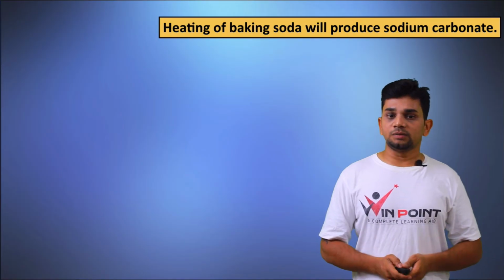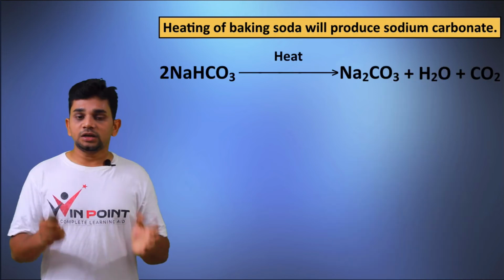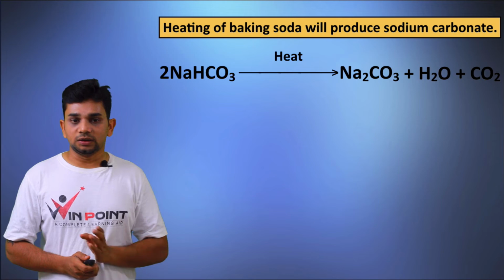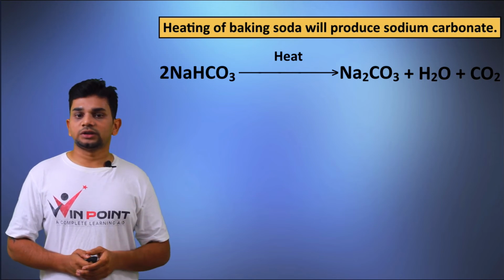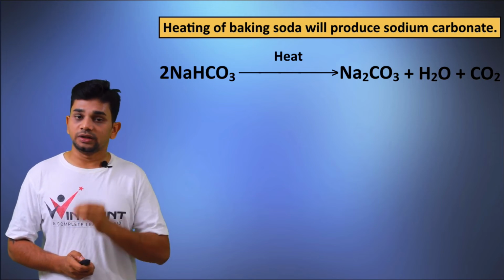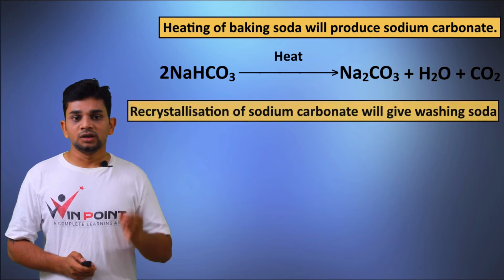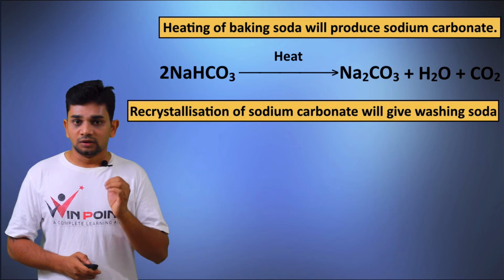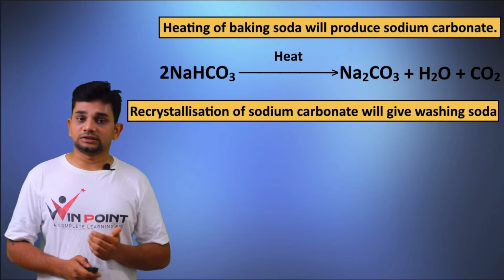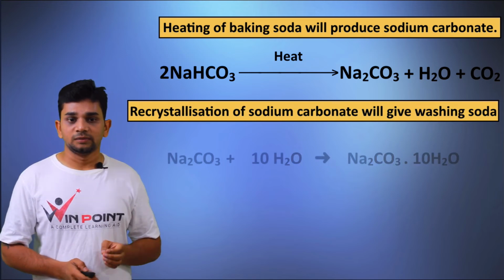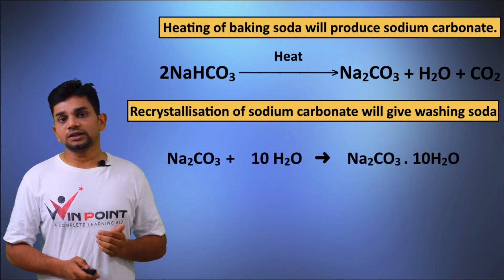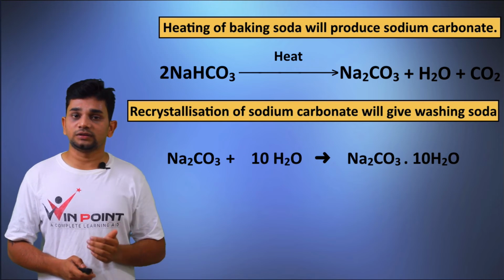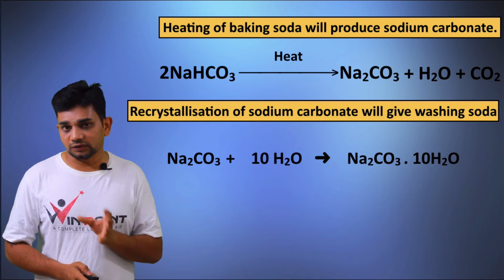Heating of baking soda will produce sodium carbonate. 2NaHCO3 gives Na2CO3 plus H2O plus CO2 in the presence of heat. Recrystallization of sodium carbonate will give washing soda. The name of the process is recrystallization, and we will get washing soda. Na2CO3 plus 10H2O gives Na2CO3·10H2O. That is the equation for this reaction. This process is very important.